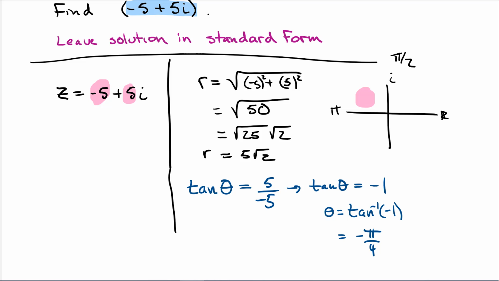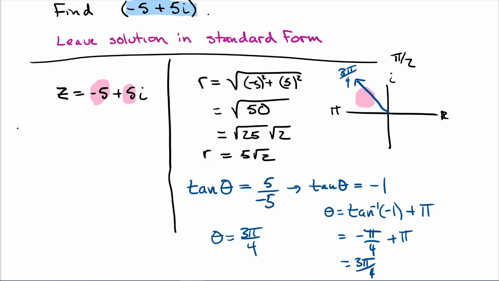So since we are in the second quadrant, anytime you're in the second or the third, you're going to need to add pi. So once we add pi, we end up with 3pi/4. That makes a heck of a lot more sense than -pi/4. So be very, very careful when finding that angle. All right. We've done the hard work. Now we can put this into our trigonometric form.